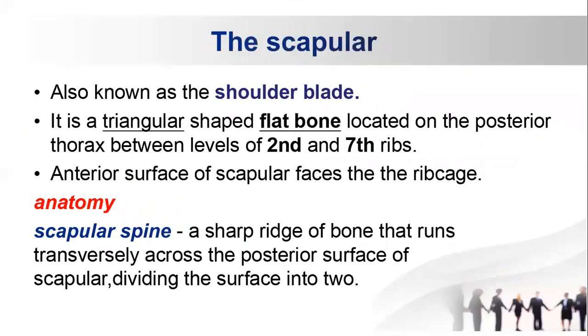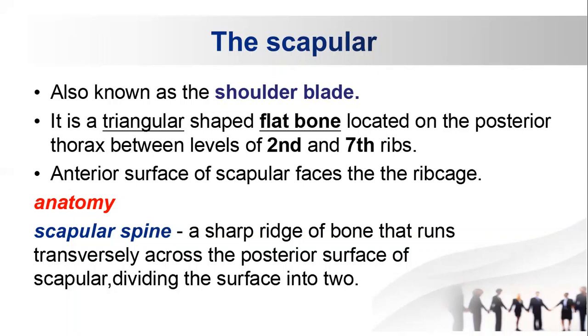Starting with the scapula, which is one of the pectoral girdle bones, it's also known as the shoulder blade. It's a triangular shaped flat bone located on the posterior thorax between the levels of the second and seventh ribs. So when you try to find your scapula, be able to identify it on the posterior aspect of the thorax between the second and seventh ribs. Anteriorly, the surface of the scapula faces the rib cage.